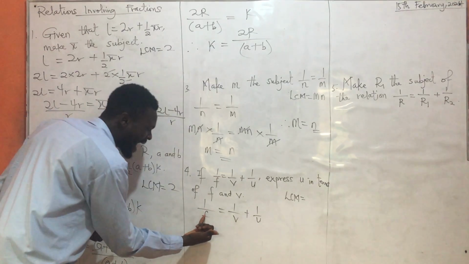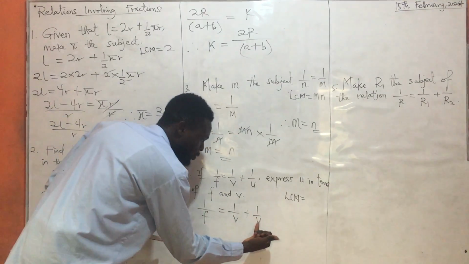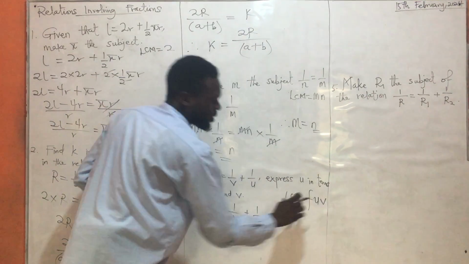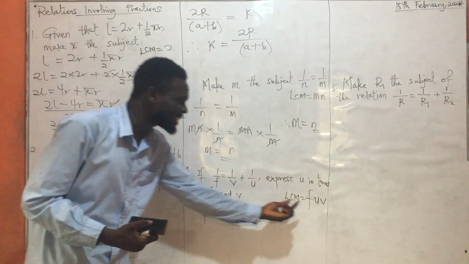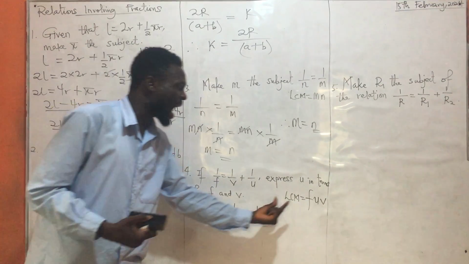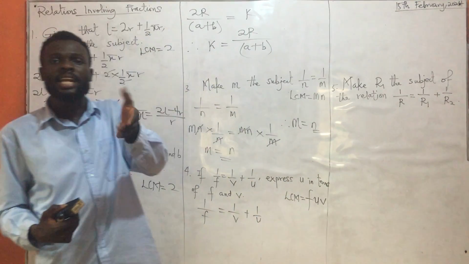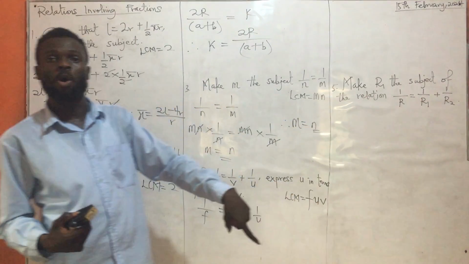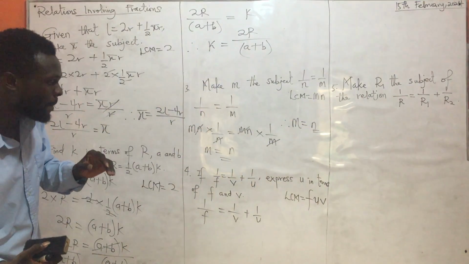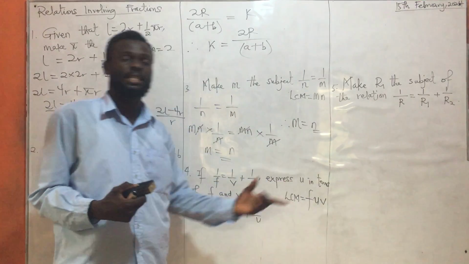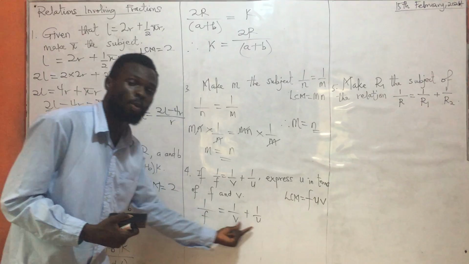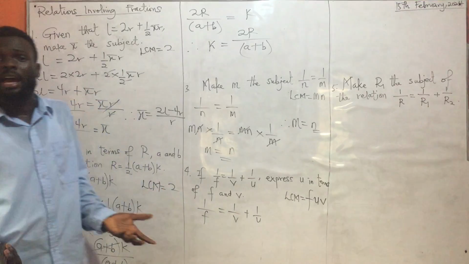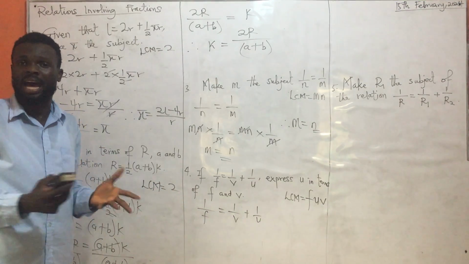So if you multiply f times v times u, you are going to get fuv. Because anytime you multiply variables, our answer must be arranged alphabetically. So f comes before u and u comes before v. So that is it. You just have to multiply your denominators. Why am I multiplying? Because they are variables and I can't get an exact value as my LCM.